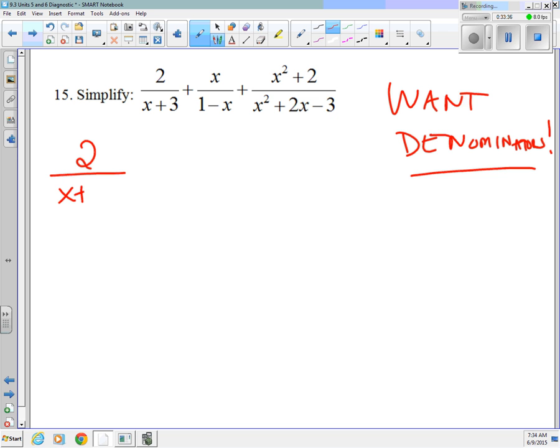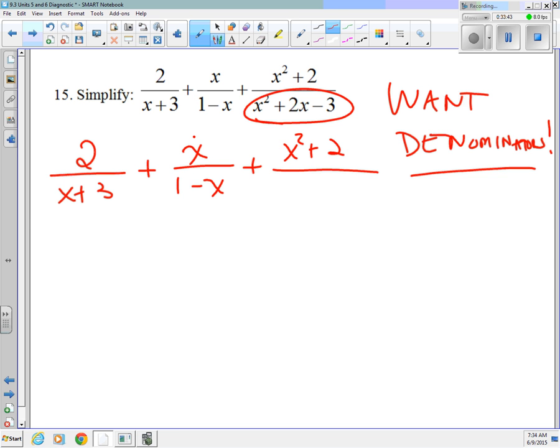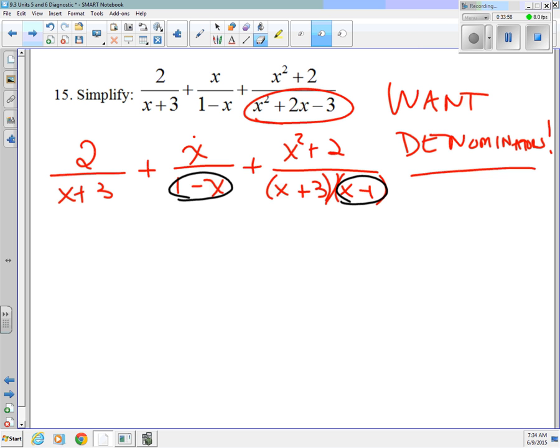So I have 2 over x plus 3 plus x over 1 minus x plus x squared plus 2. And I'm going to factor this denominator. So I'm going to get x, what do we have here? I'm getting a little tired. Plus 3 times x minus 1. And now it's very noticeable here, 1 minus x and x minus 1 are opposites. So what I can do is I can write this as x minus 1 as long as I change the sign, and I can change the sign on the top to make the fraction negative.